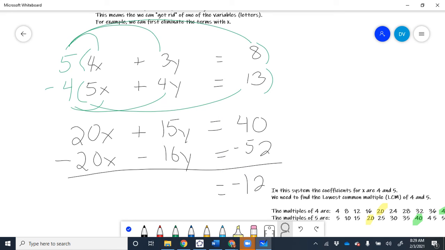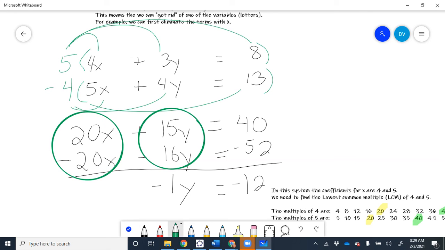If I add these two, positive 15y and negative 16y, I get negative 1y. And here's the nice part about this. If I add these two, the part that makes our problem much easier, I get 0. And we don't even have to write the 0. We don't want to write the 0. In fact, we're just going to cross these off.